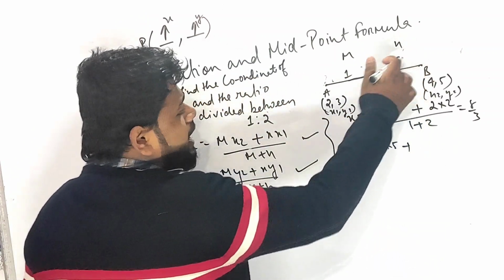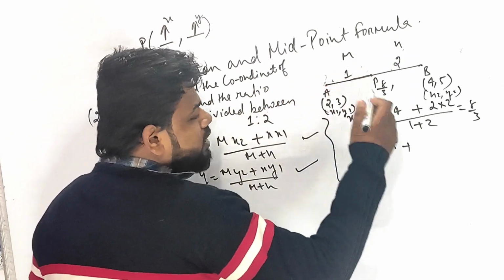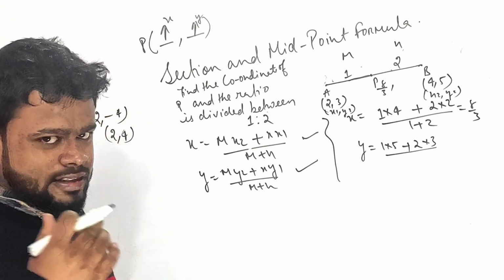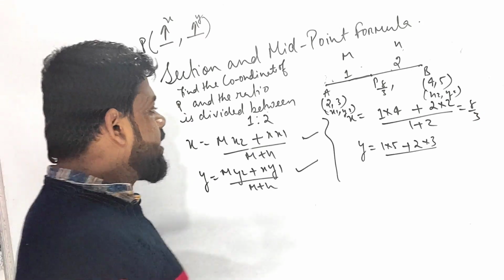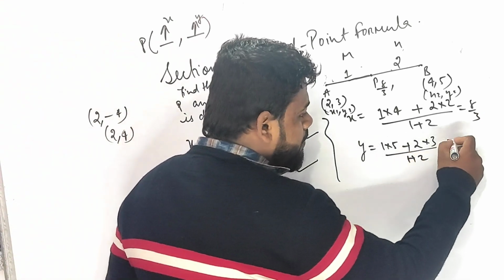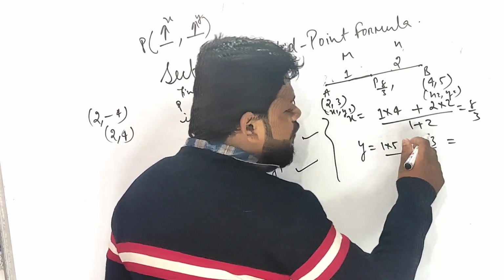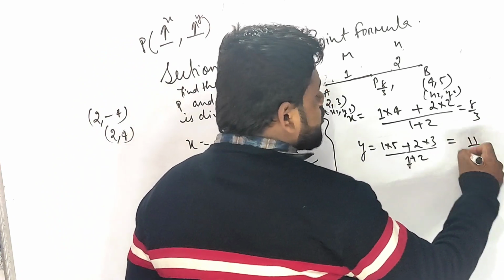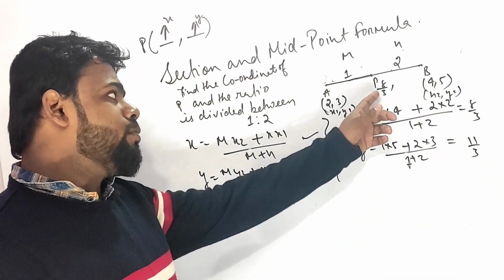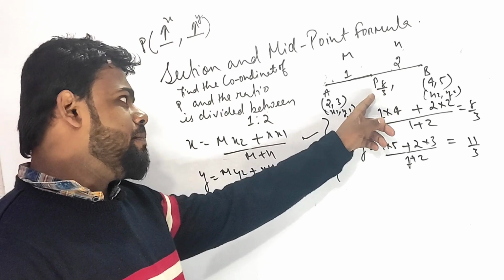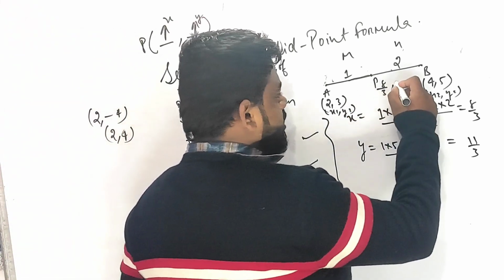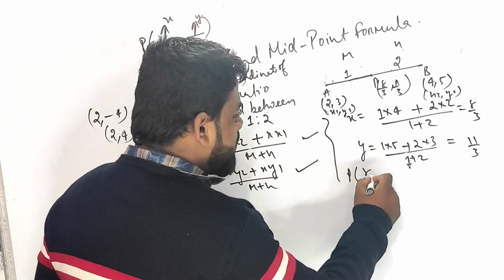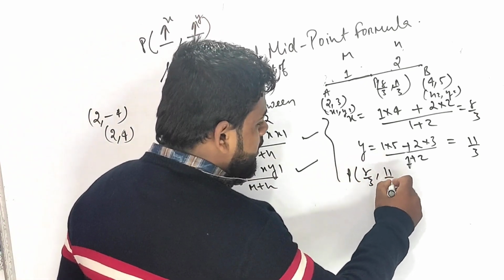Plus again n into y1, 2 into 3, 6. 2 into 3. This time I am doing it in steps. In the next question I will be doing it directly. 1 plus 2. So what will I be getting, my dear most children? 5 plus 6 is 11, 11 by 3. So what are the coordinates of P? First I have got on the x-axis 8/3, and here I will get 11/3. Done, answer. That means the P coordinate I have got is 8/3, and here 11/3 is the answer.